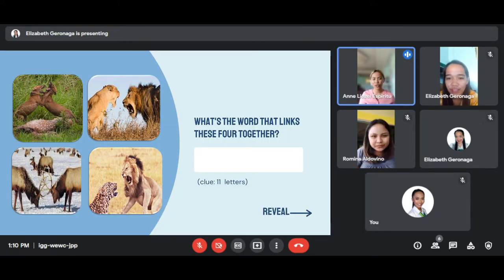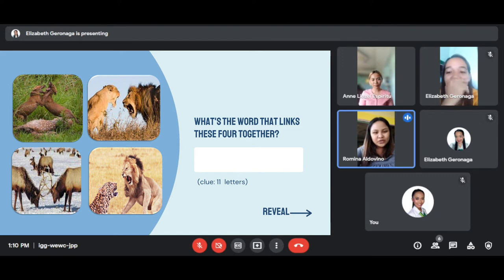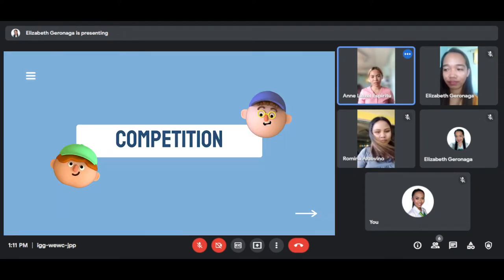Now the next set of pictures. What do you think is the word that links these four together? The clue, it has 11 letters. Anyone would like to answer? How about Miss Geronaga? Predation. Predation? Another answer. Miss Aldovino, do you have another answer? Competition. Competition? Okay, let's see the correct answer. Competition is correct. Who answered competition? Ako po. Miss Aldovino, very good.